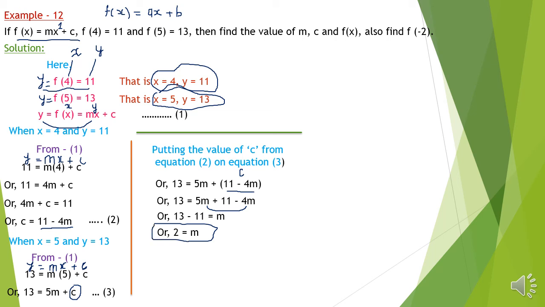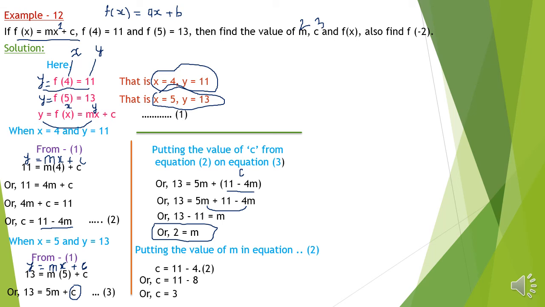Similarly, we will put this value of m in equation 2. Then easily we can find the value of c also. Putting the value of m in equation 2, c is equal to 11 minus 4 into 2. The value of m is 2, so we replaced m by 2. On calculation, c is equal to 11 minus 8, that will be c is equal to 3. We found the value of m as 2 and c as 3.